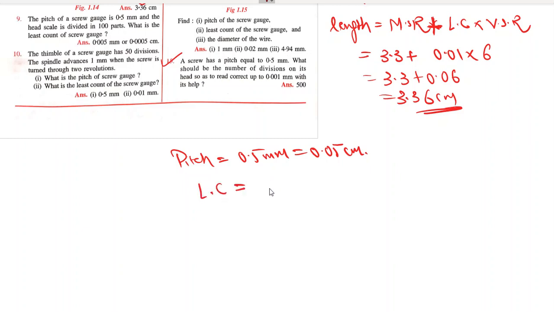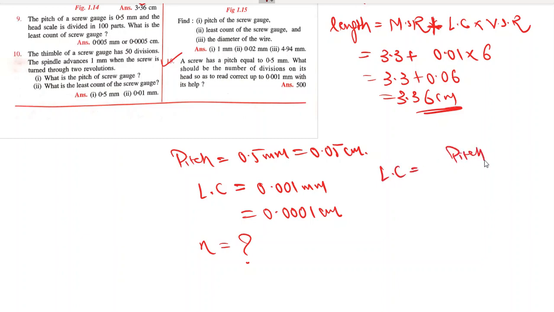Okay, so the least count which is desired is 0.001 mm, which is 0.0001 centimeter. So what should be the number of divisions on the circular scale or head? We know that the least count is equal to pitch upon the number of divisions on the circular scale. So 0.0001 is equal to pitch, which is 0.05. See, I'm taking everything in centimeter. This is also centimeter, this is also centimeter, upon n.